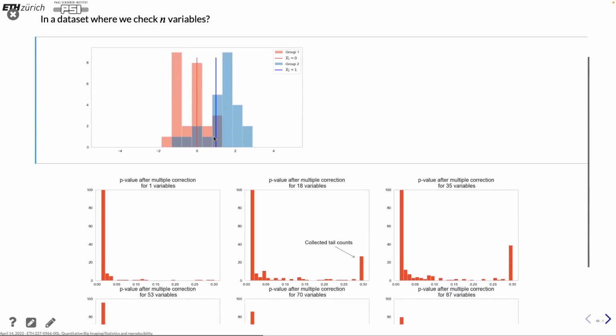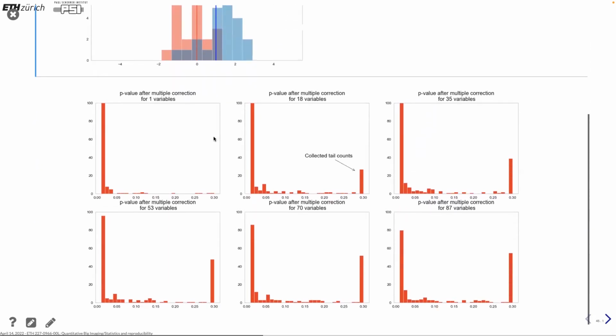And when you run this on very many variables, you can see in the beginning, the rejection is quite clear. But at some point, when you increase the number of variables, you can see that there's a higher likelihood that you would actually accept the null hypothesis the more variables you do. So that is the reason also why you need to do this scaling. This peak here is just the collected tail counts. So actually they would go much further away than I have visualized here. And you can see here also that this peak is increasing.